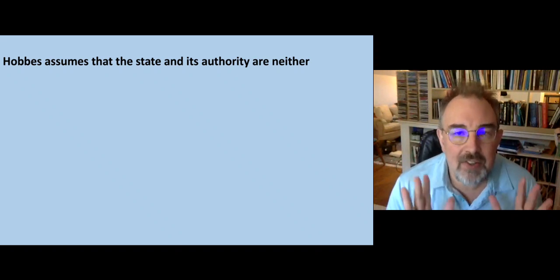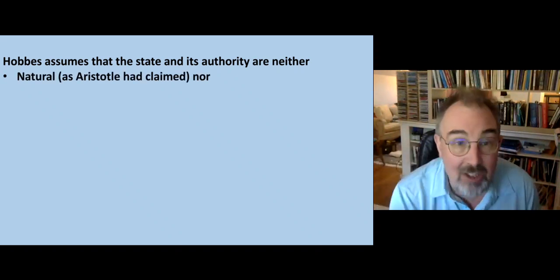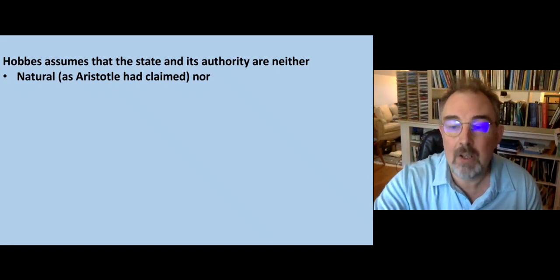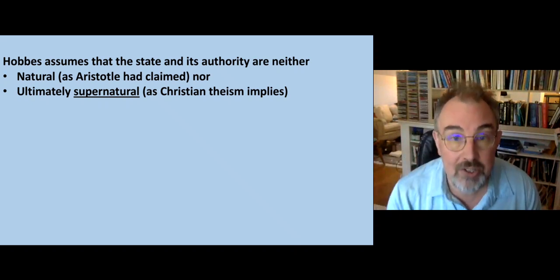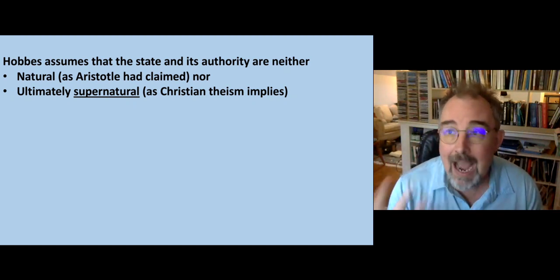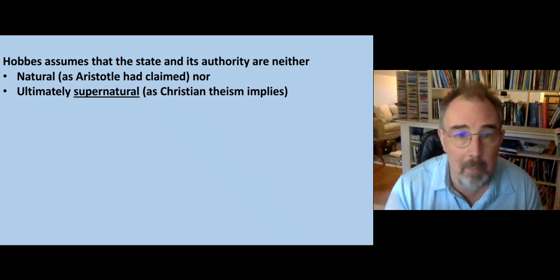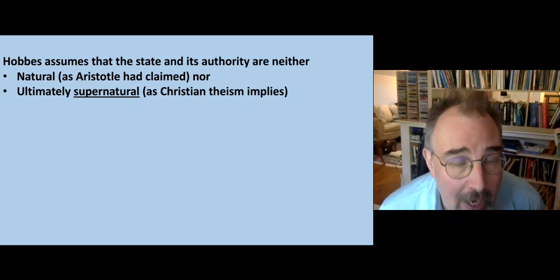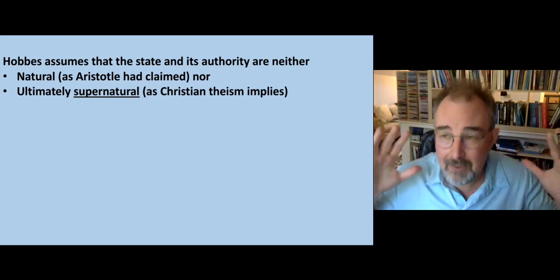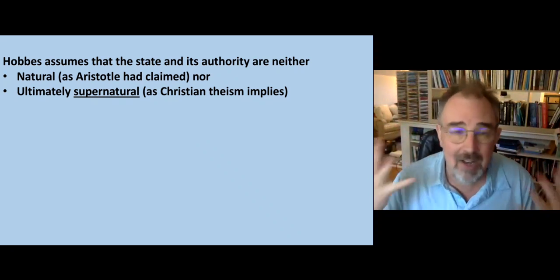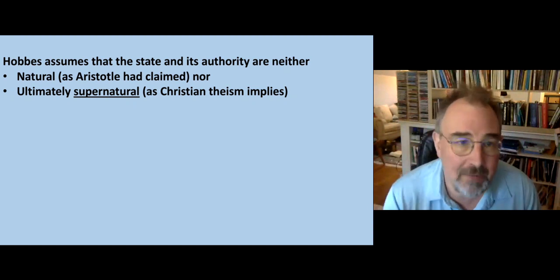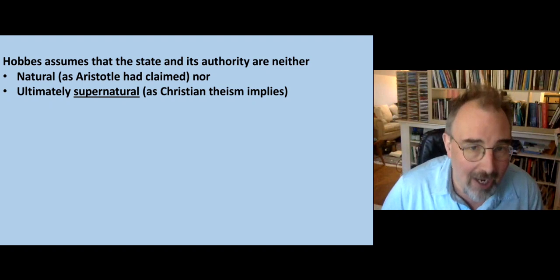Hobbes assumes that the state and its authority are neither natural, as especially people in the Aristotelian tradition had claimed, nor ultimately supernatural, as Christian theism tends to imply, right? For someone like Aristotle, if you pick up Aristotle's Politics, very early on, Aristotle says the state exists by nature. He has almost a biological theory of how the state arises, right? And Hobbes thinks that's a complete mistake. He thinks that trees are natural, he thinks our bodies are natural, he thinks mountains are natural, he thinks worms and slugs are natural, the sea is natural, but the state is not. The state is something created. It's artificial. It doesn't exist by nature. We have to construct it, right?